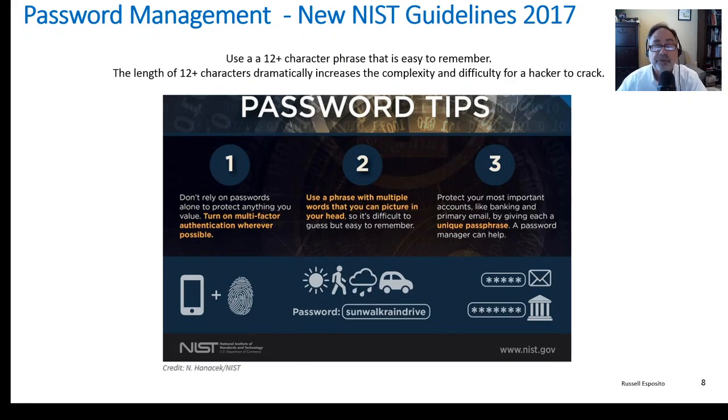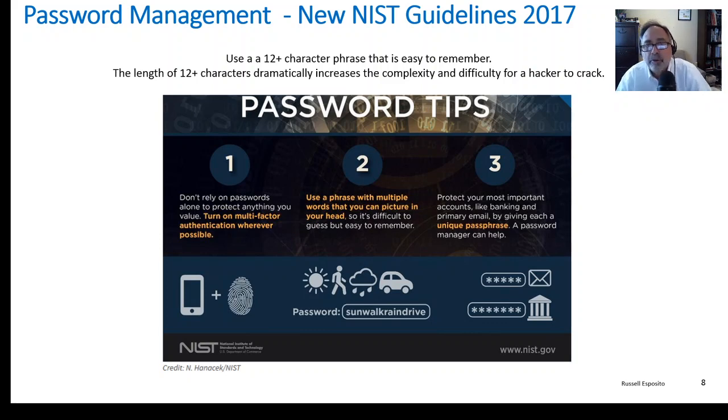NIST, the National Institute for Standards and Technology, has a new password complexity standard. They're saying don't bother with very complex passwords that have a $ sign for an S and a 3 for an E, that you might not remember what you did. Use a phrase, and they give you an example here on the bottom: sun, walk, rain, drive. So it gives you an idea of what's easy to remember, but don't use something hackneyed like "let the force be with you." You wouldn't want to use that, but make up something that makes some sense to you.